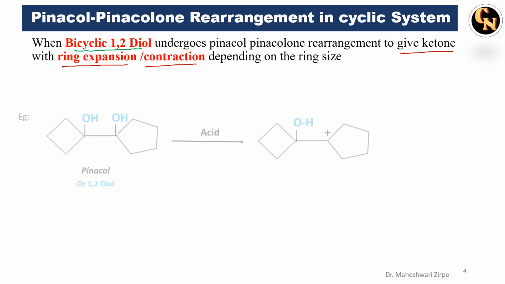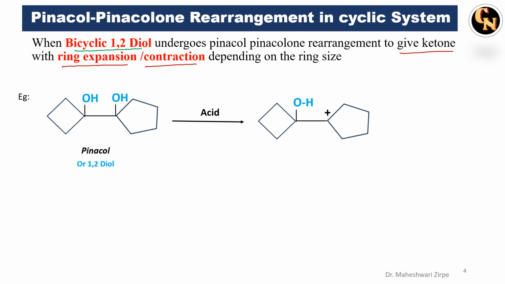Okay, so let us see. This is the example. You can see here it is a bicyclic 1,2-diol. So this is your first carbon, this is your second carbon. One ring is a 4-carbon closed chain and the other one is a 5-carbon closed chain, a cyclic butane and a cyclic pentane, and there are OH groups, that is a diol.